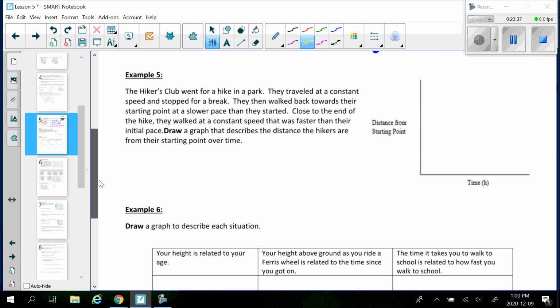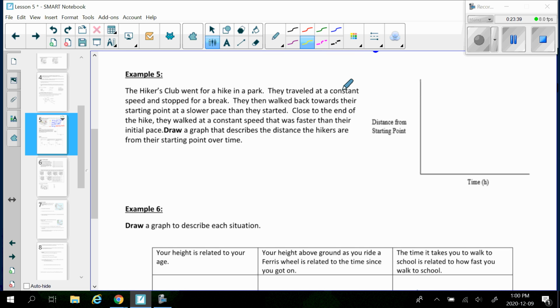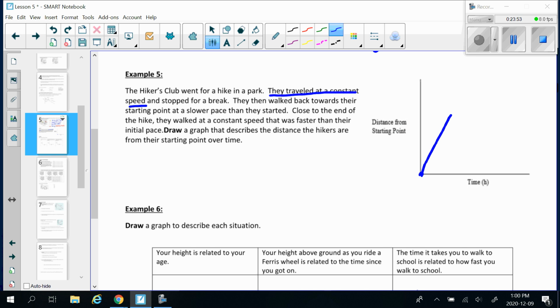Let's do example 5. The Hikers Club went for a walk in the park. Okay, so the first part is they traveled at a constant speed and then stopped for a break. So let's just say that they started here. What says distance for starting point? So it started here. And they traveled at a constant rate and then they stopped for a break.